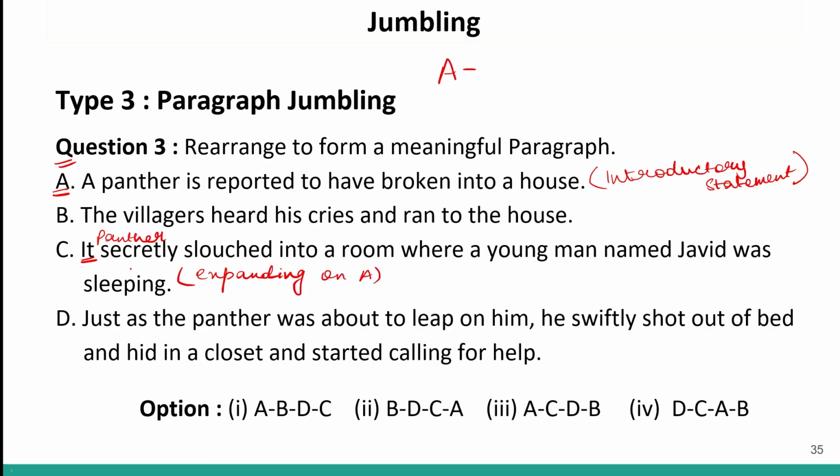So the panther secretly slouched into a room where a young man, Javed, was sleeping. So we introduce the idea of Javed over here. So after A, we get C. Then, just as the panther was about to leap on him, on who? On Javed. Correct? So D is expanding on C.